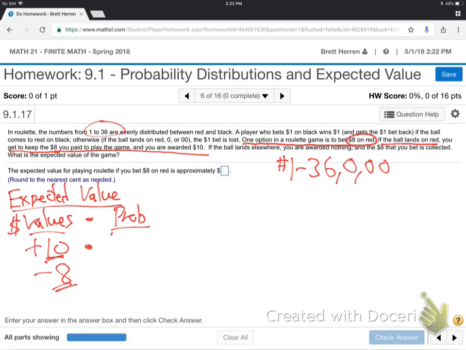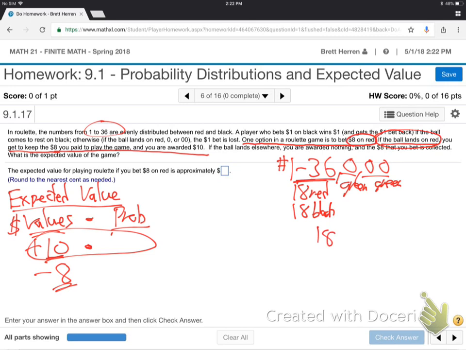So what's the probability of this first one here? What's the probability that I'm going to win $10? How do you win $10? If the ball lands on red. But what's the chance the ball's going to land on red? There's 18 red and 18 black. And these are both green. The zero and double zero are just two different slots that are both green. So half the 36 numbers are black, half red, and then there's the two green ones, the zero and the double zero.